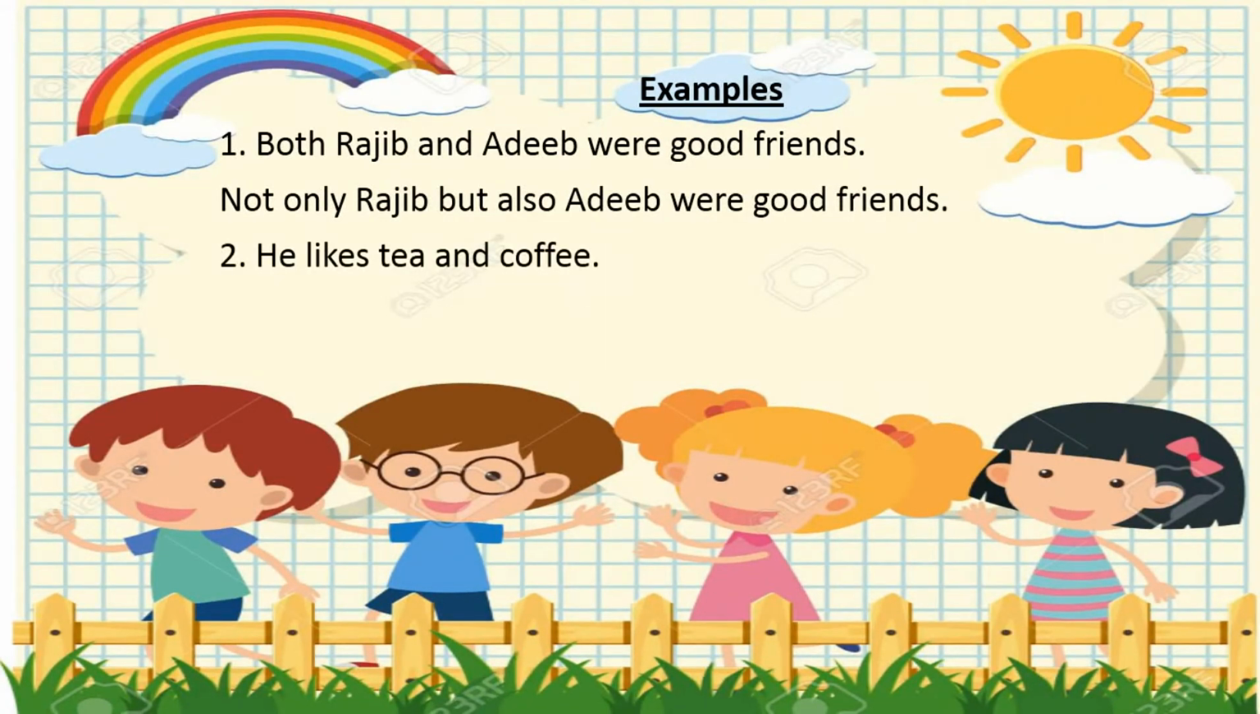He likes tea and coffee. Here two different objects, tea and coffee, are added with the word and. So we can use not only but also. So he likes not only tea but also coffee. Good.